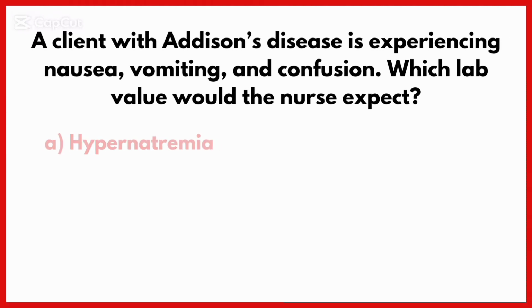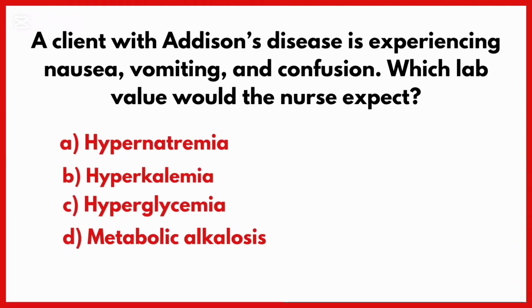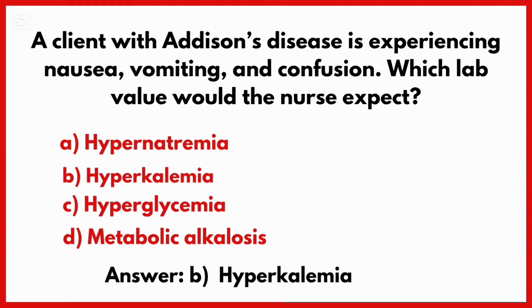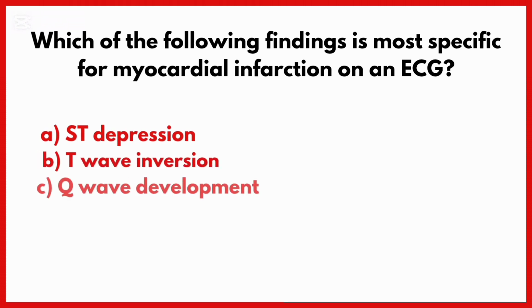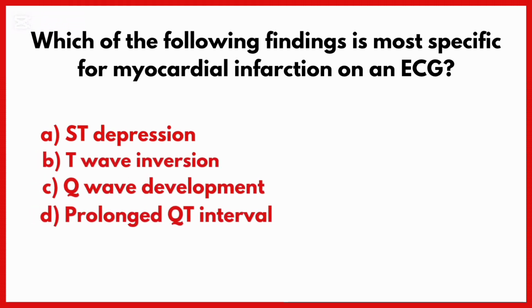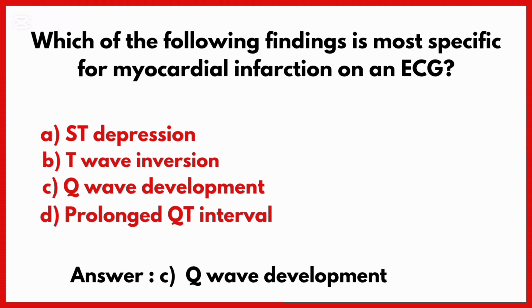A client with Addison disease is experiencing nausea, vomiting, and confusion. Which lab value would the nurse expect? Correct answer is option B, hyperkalemia. Which of the following findings is most specific for myocardial infarction on an ECG? Correct answer is option C, Q-wave development.